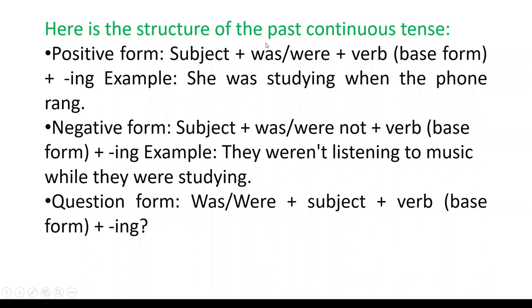Here is the structure of the past continuous tense. Positive form: subject plus was/were plus verb base form plus ing. Example: she was studying when the phone rang. Negative form: subject plus was/were not plus verb base form plus ing. Example: they weren't listening to music while they were studying. Question form: was/were plus subject plus verb base form plus ing.